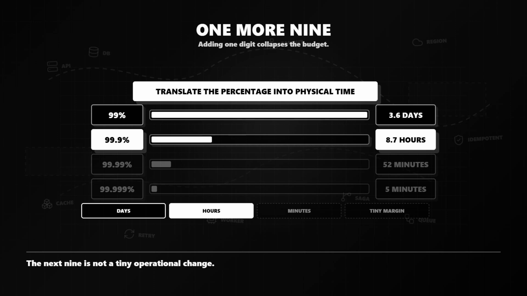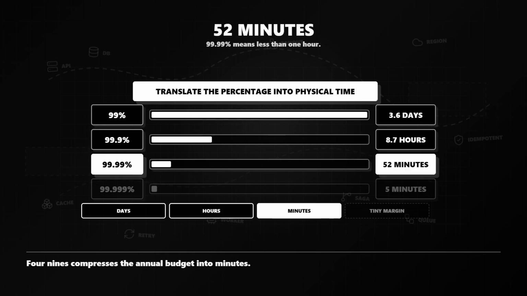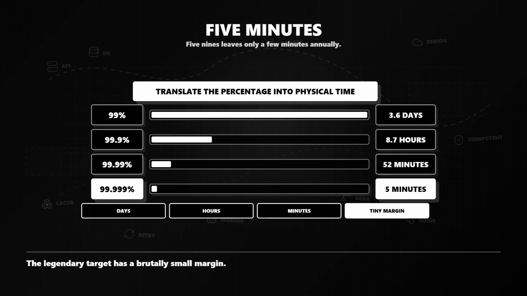But watch what happens when we add just one little 9. At 99.9%, your allowed downtime shrinks down to about 8.7 hours per year. Push that to 99.99%, and you get roughly 52 minutes for the whole year. And if you're chasing those legendary 5 nines, you are allowed a mere 5 minutes of downtime annually. Seriously, just 5 minutes for the entire year?